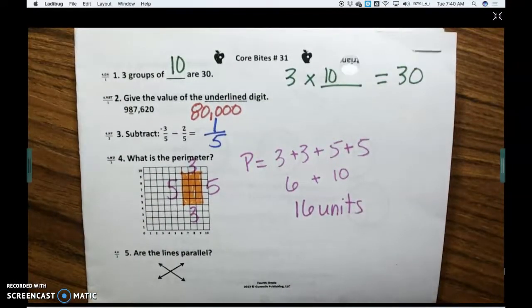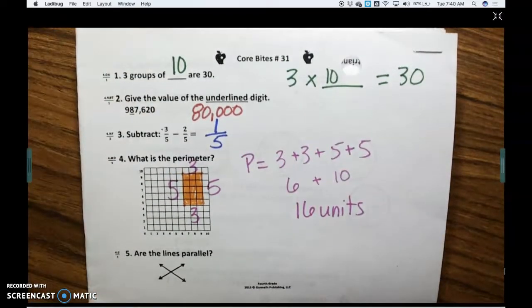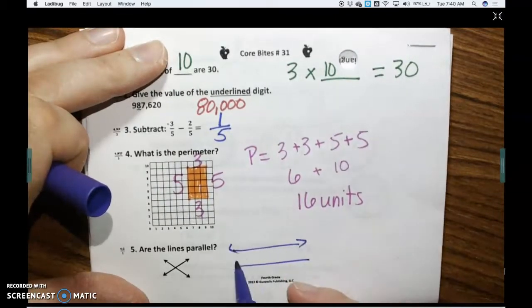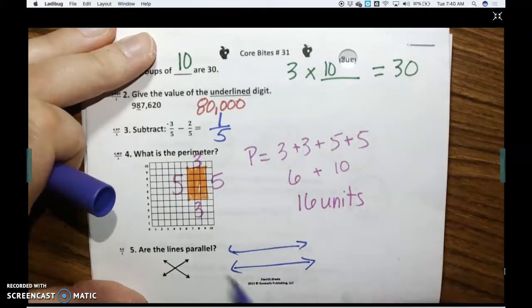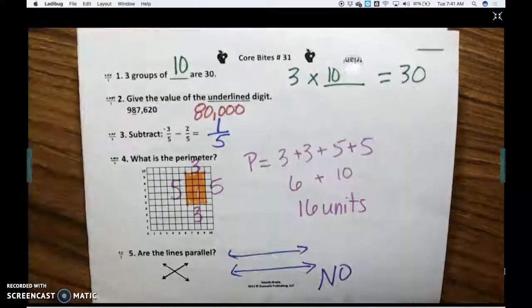Okay? And then the bottom question says, are the lines parallel? Parallel lines, let me switch the color for us. Parallel lines, guys, go like this. It's like a railroad track or an interstate. They never touch, okay? Here, we would call these intersecting lines because they cross over each other, right? So the answer here would be no, they are not parallel lines.